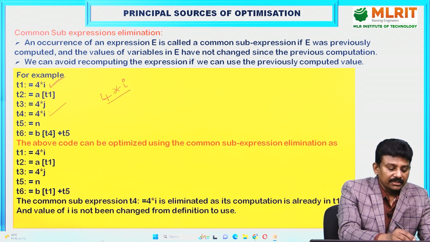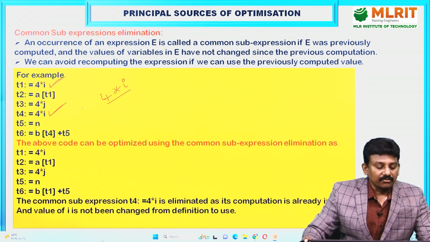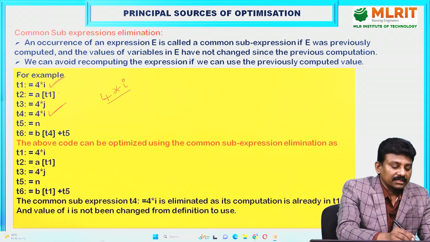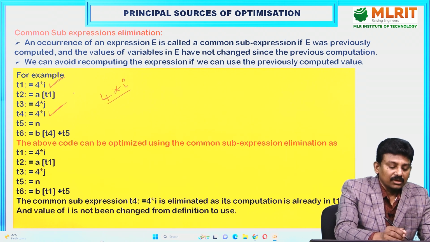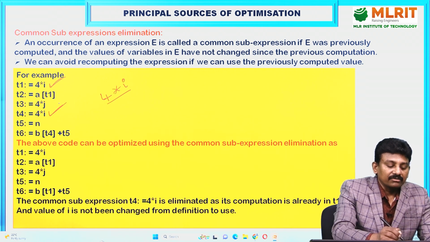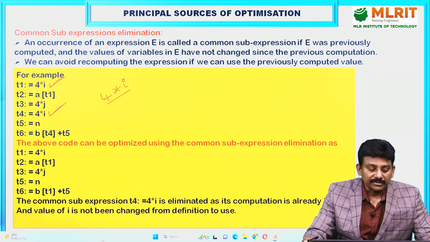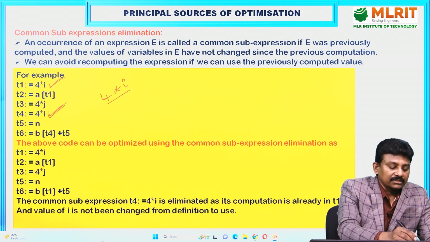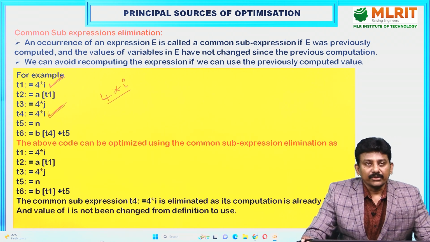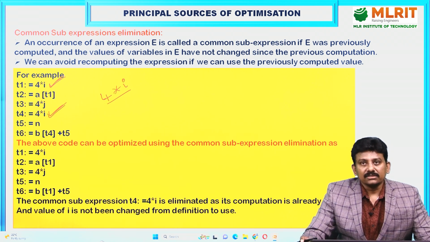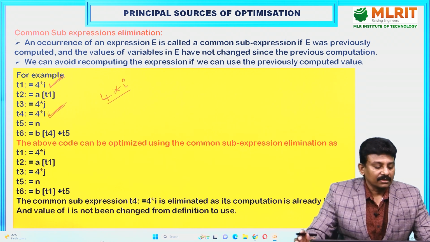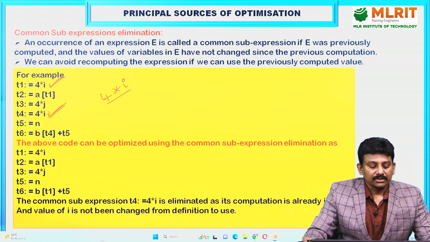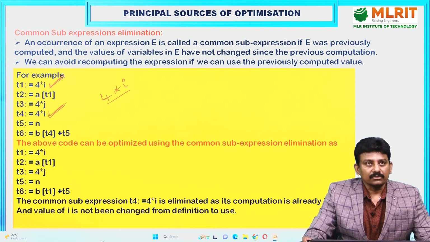Between first statement and fourth statement, the variable I is not modified, not updated. See, second statement T2, there is no I variable, T3 there is no I variable. So, I is not modified, not updated. So, the first and fourth statements are computing the same expression. So, that expression is a common sub-expression. So, we can eliminate the common sub-expression to optimize the intermediate code.